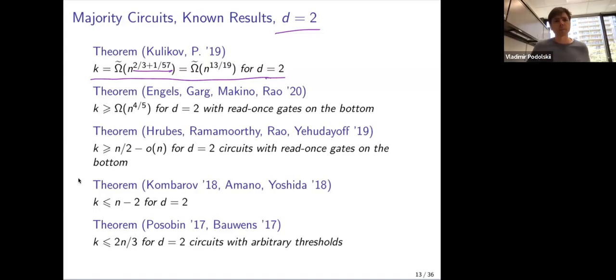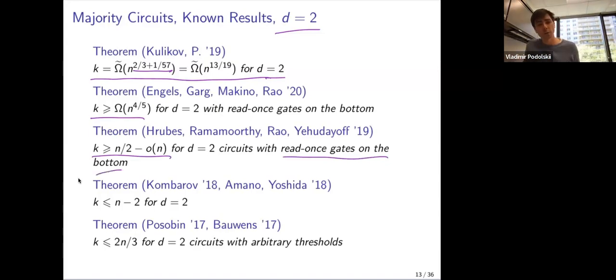This is important because, one of the reasons is, we will see for depth 3 that it can be done with n to the 2/3. Okay, then it was later improved to this one, and then later, in the paper by Gropp and others, to this one, but for a special case, for circuits with read-once gates on the bottom.